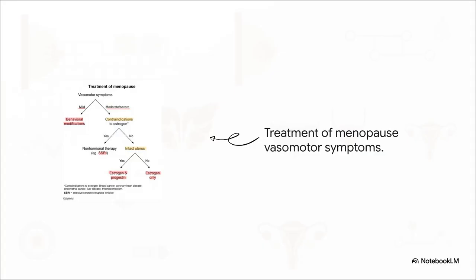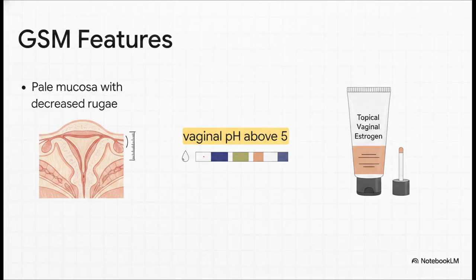Shifting gears to menopause. For recently menopausal patients dealing with bothersome vasomotor symptoms like hot flashes and sleep disturbance, systemic hormone therapy is used. Just ensure they don't have any estrogen contraindications, like coronary heart disease or a history of breast cancer. Then there's the genitourinary syndrome of menopause, or GSM. This causes vulvovaginal dryness, burning, dyspareunia, recurrent UTIs, and urinary symptoms. On exam, you'll see a pale, thin mucosa, decreased rugae, and a vaginal pH above 5. You manage this with moisturizers, lubricants, and topical vaginal estrogen when appropriate.